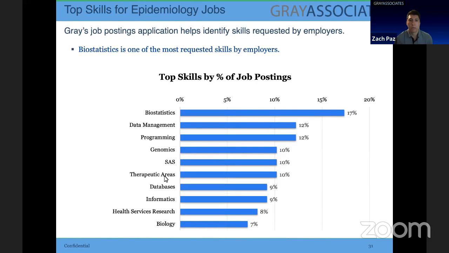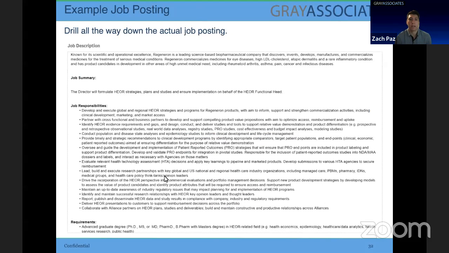Within our system as well, you'll be able to dig all the way down to the job posting. This is just an example of one of the Regeneron job postings. And this is what's really feeding all of that information that you saw in the previous charts.